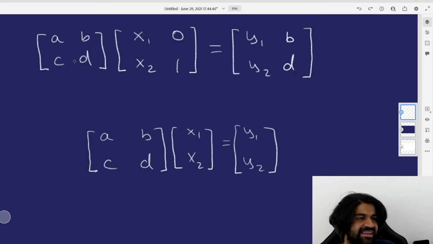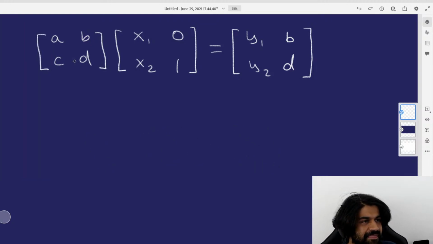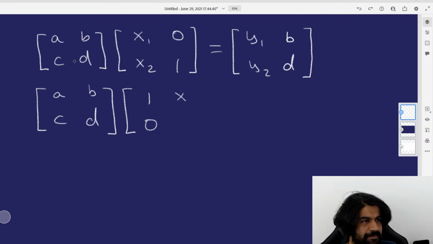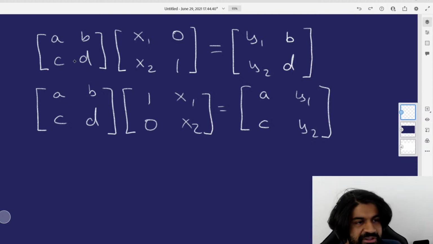So instead of adding a second column of 0, 1, I can also add a first column of 1, 0. So let's try that. I can do it like this too. A, B, C, D, 1, 0, x1, x2. Now this should equal A, C, y1, y2. Hopefully this so far makes perfect sense, but please let me know if it does not.